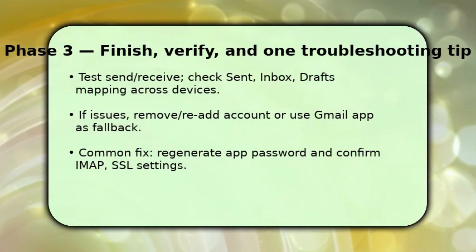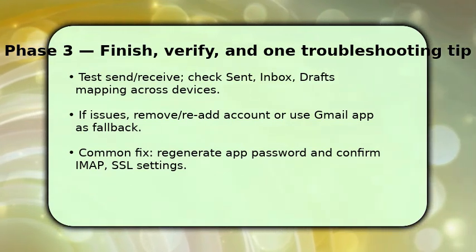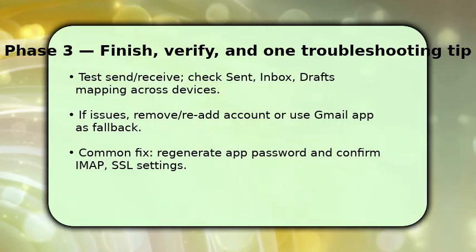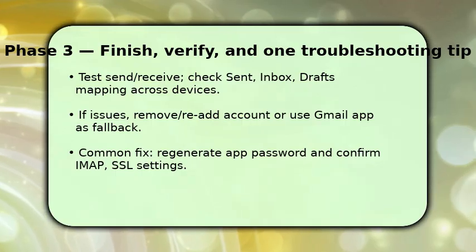To finish, test sending and receiving from the iCloud Mail app. Confirm sent, drafts, and inbox sync across devices. If messages don't appear, remove and re-add the Gmail account to force a clean sync. This often clears token errors.